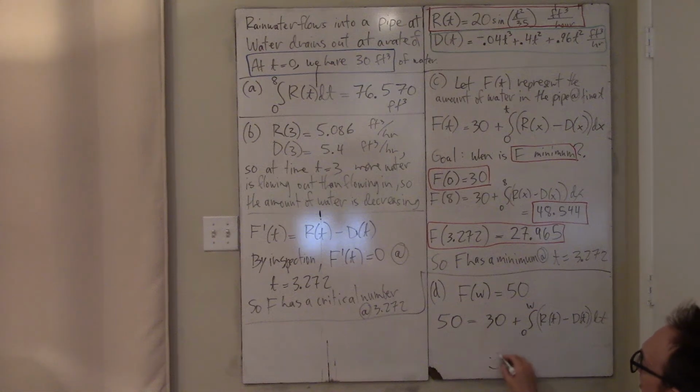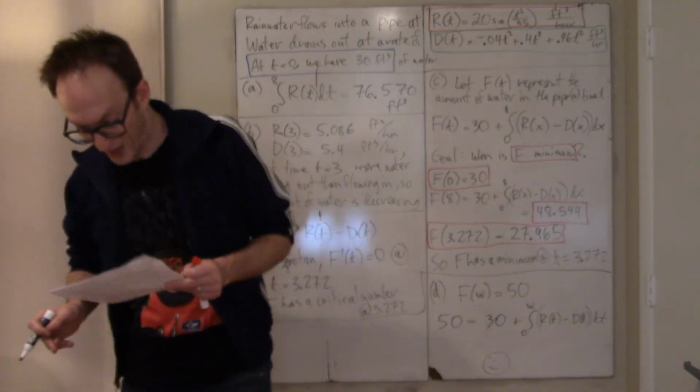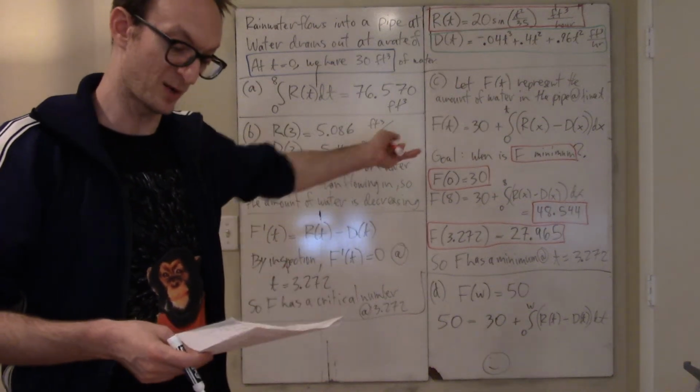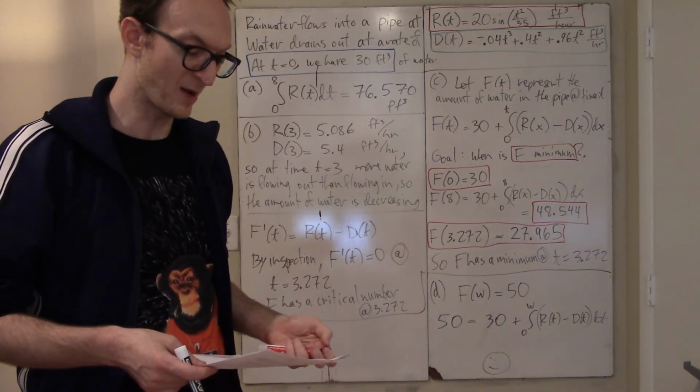That's just this whole problem, right? This just says that the integral from 0 to w is the change in the amount of water in the pipe. 30 is the amount of water that was there at the beginning. So the entire right-hand side of this equation is the amount of water in the pipe at time w. And all they're asking is, when is this equal to 50? And we don't even have to solve it. It just says, write but do not solve an equation, this is an equation, involving one or more integrals that gives the time w when the pipe will begin to overflow.